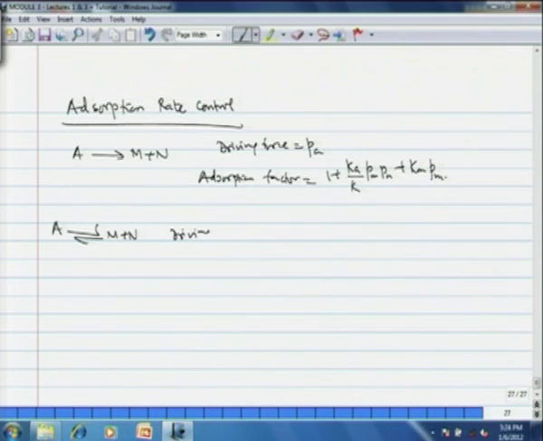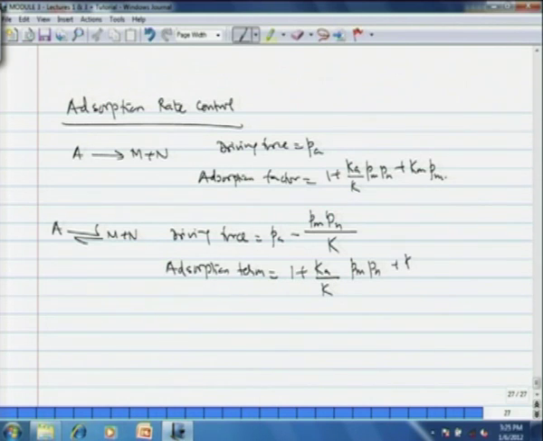then the driving force is still P_A, but now with a correction: P_A minus P_m into P_n divided by capital K, where capital K is the equilibrium constant, and then the adsorption term is equal to 1 plus K_A by K P_m into P_n plus K_m P_m plus K_n P_n. Okay. So, this is about the catalytic reactions.